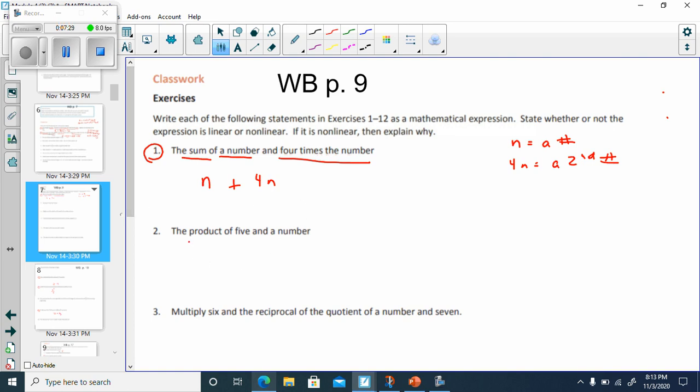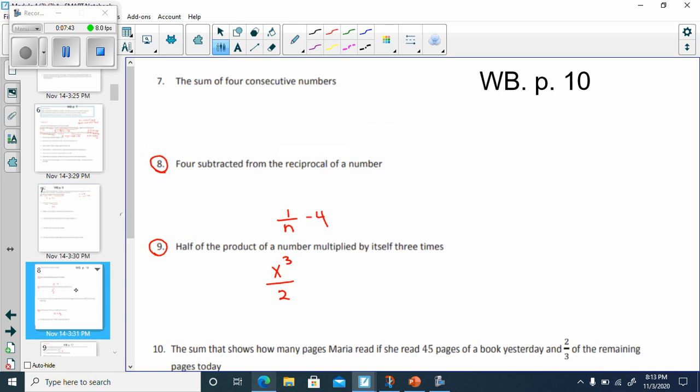How about this one? The product of 5 and a number. Product means multiplying, right? 5 times a number. That's product, okay? That covers everything we're going to look at there. Look at workbook page 10.